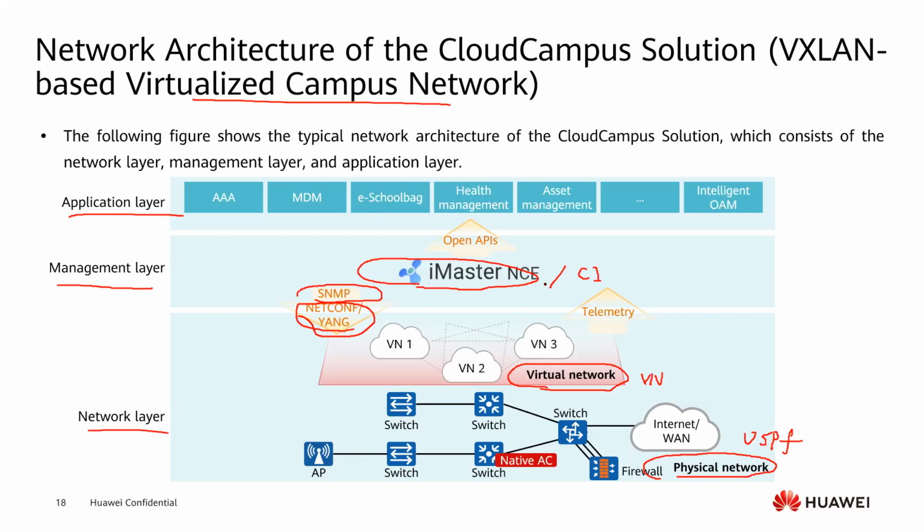And for the controller and analyzer, they can be based on telemetry to collect the network information with second-level granularity. And the NBI interface uses a lot of open APIs to connect with several applications such as the 3A, the eSchool, and health management, based on the information it collects. It can support a lot of applications.